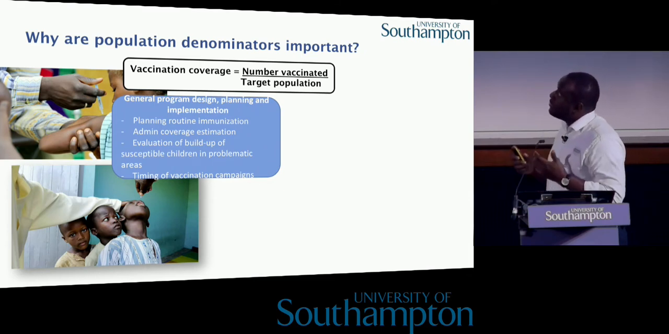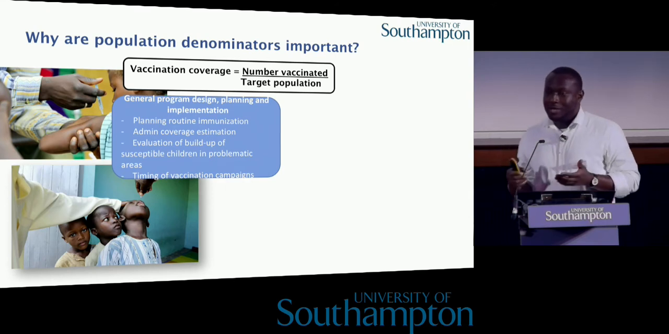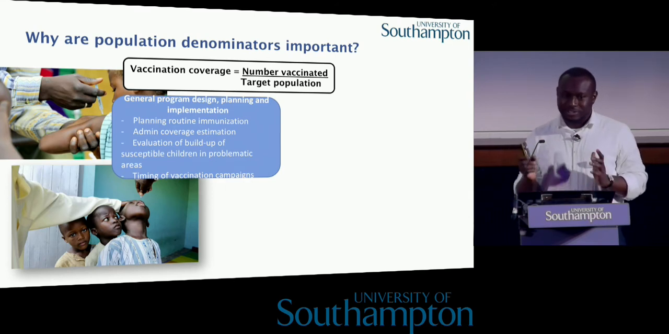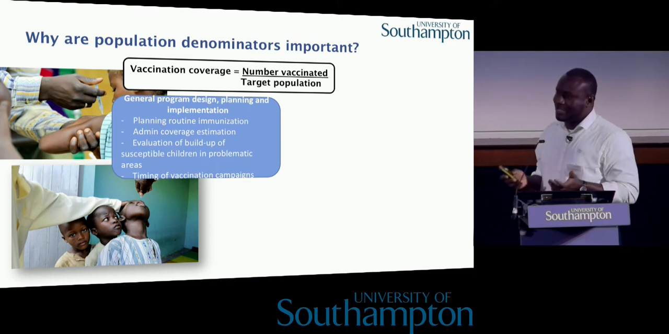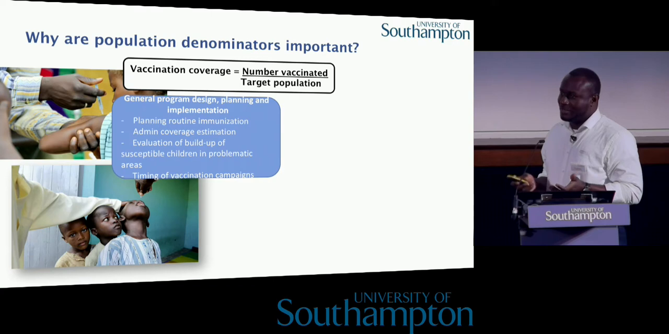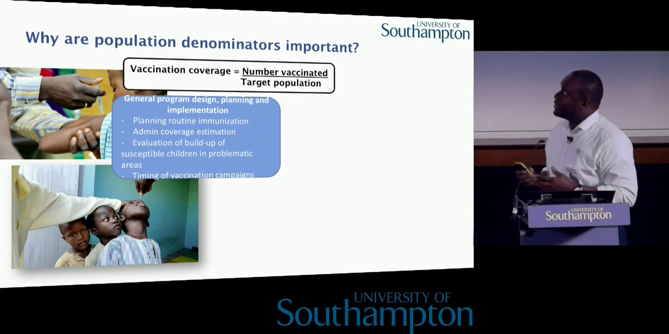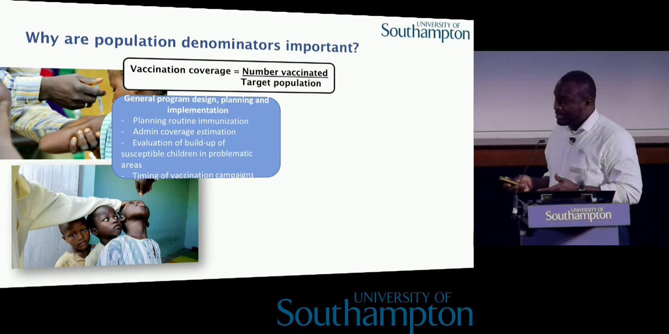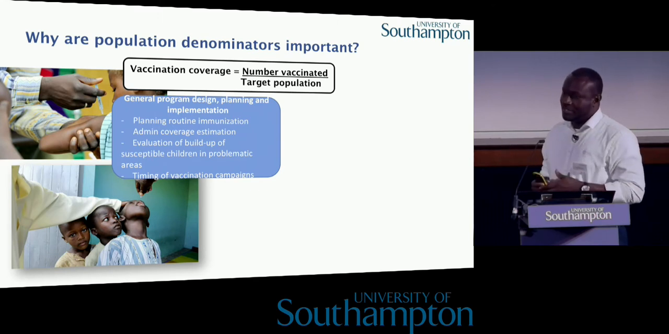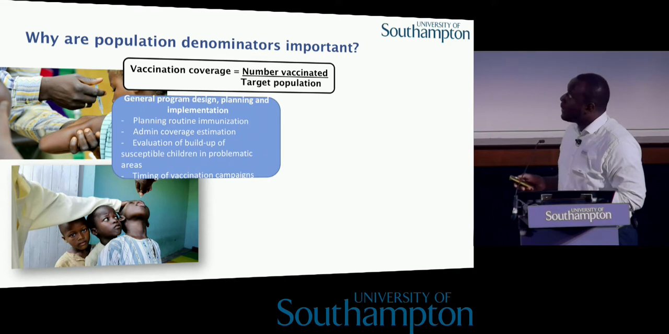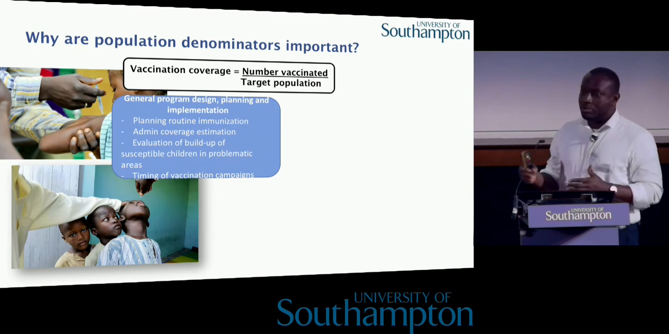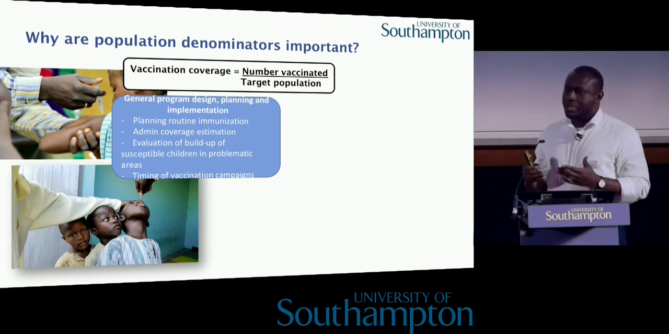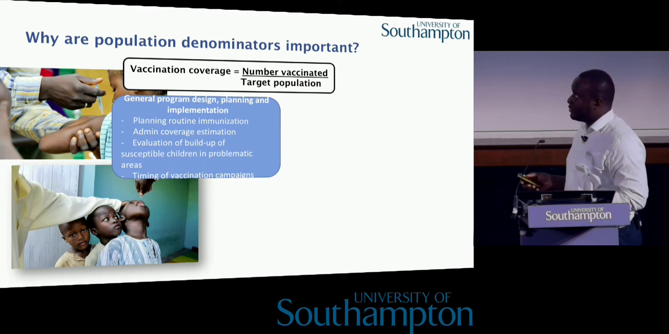And admin estimates of vaccination coverage are obtained by dividing the number of doses distributed by the size of the target population. So if we do not have an accurate estimate of the target population, we will not be able to estimate vaccination coverage. And that is why you have admin coverage estimates of 150%, which do not make sense sometimes. So if we want to evaluate the build-up of susceptible children in low coverage areas, we need to have accurate population data to be able to do that.